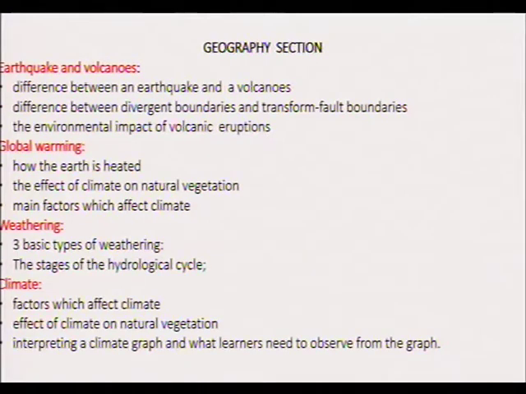Global warming is very important in terms of you have to know how the earth is heated, and then the effect of climate on natural vegetation, and then the main factors which affect climate. All this in relation to global warming. Obviously, you studied the section on weathering. You know the three basic types of weathering, and then the other aspect is the issue around the stages of the hydrological cycle. We are talking about the cycle, so the stages of the hydrological cycle.